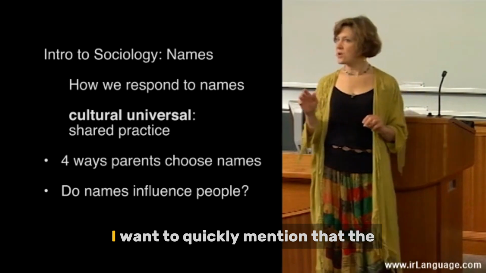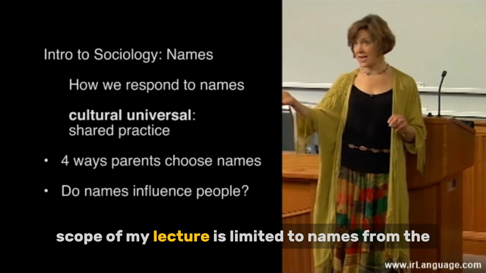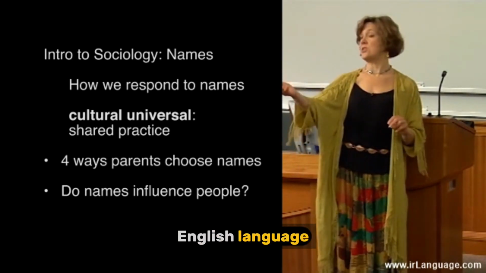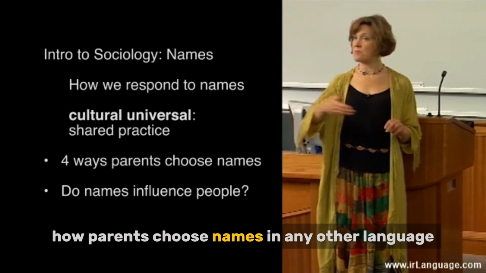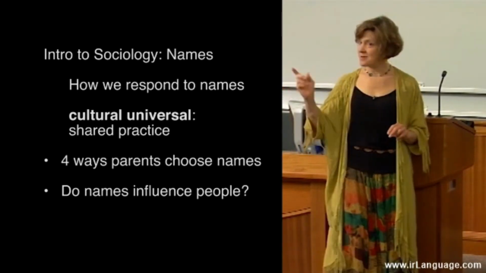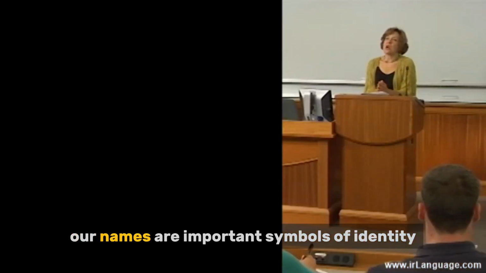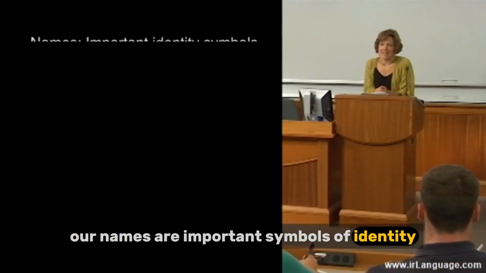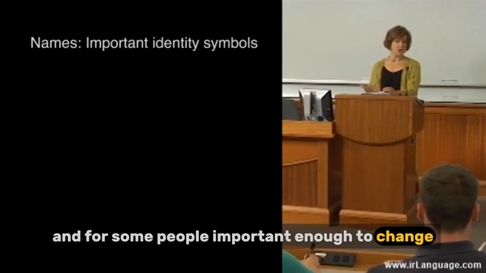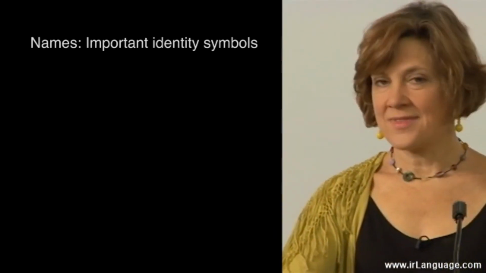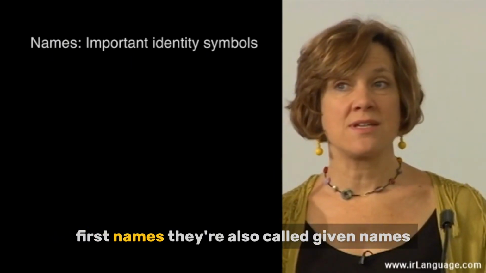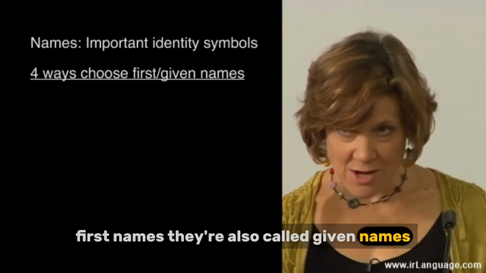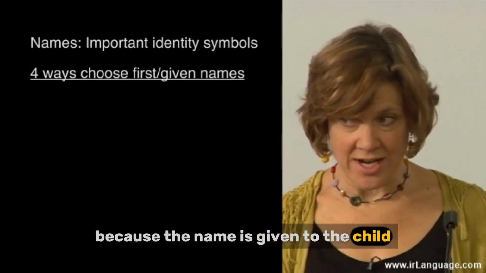Before we go on, though, I want to quickly mention that the scope of my lecture is limited to names from the English language. However, we would take a similar approach to analyzing how parents choose names in any other language. So, without a doubt, our names are important symbols of identity, and for some people, important enough to change. So, let's look at the 4 typical ways parents choose first names. They're also called given names because the name is given to the child.